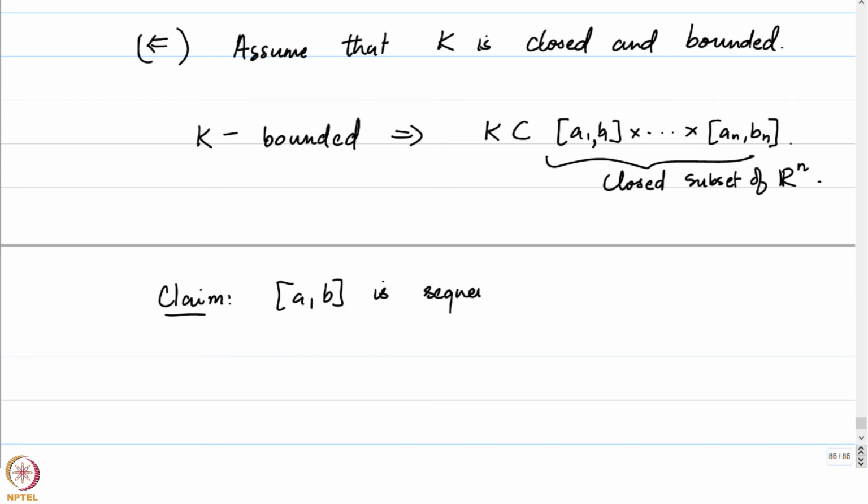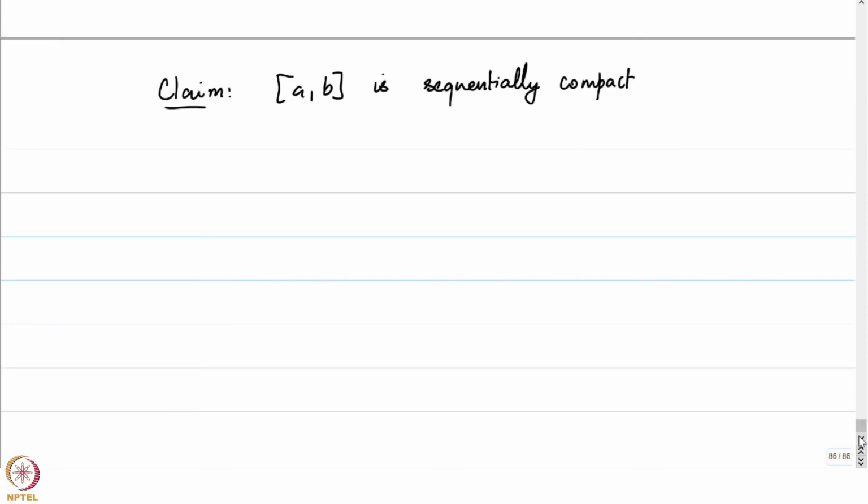We have done all the hard work to establish that the notion of compactness is equivalent to the notion of sequential compactness in Rn. So, sequential compactness is something which we will show. Let's first show this for an interval, and then we will show that the product of the intervals, which will be a subset of Rn, is sequentially compact.